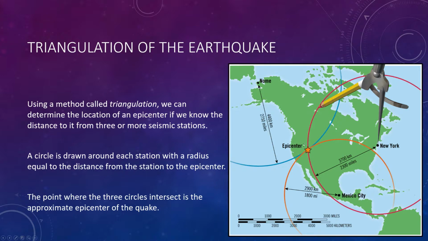Here the red circle shows it was within 2,300 miles of New York, and we see that the 2 circles intersect right here in the middle and up at the top here. That doesn't give us a solid answer because there are still 2 options, so we need a 3rd circle as well. Using this method, which is known as triangulation, we can determine the location of an epicenter if we know the distance to it from 2 or more additional seismic stations. On a map or globe, we draw a circle around each seismic station with a radius equal to the distance that the station is to the epicenter. The point where the 3 circles intersect is the approximate location of the epicenter.